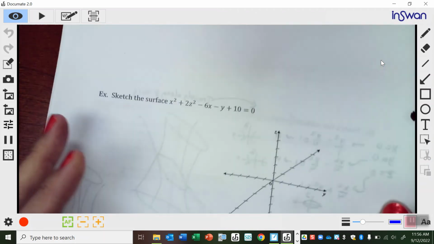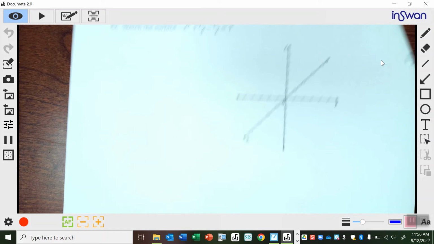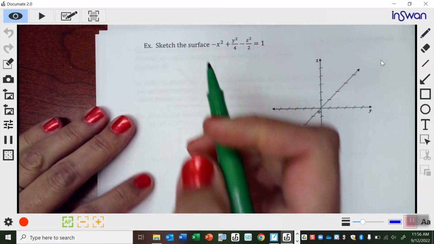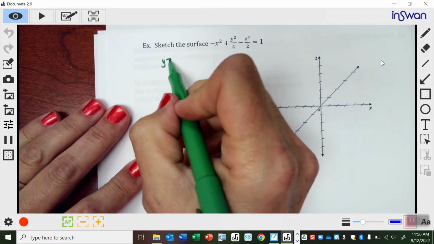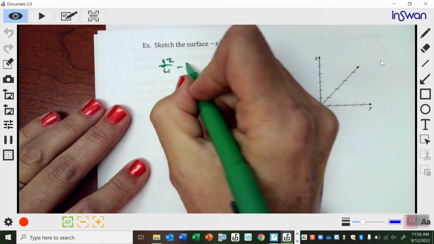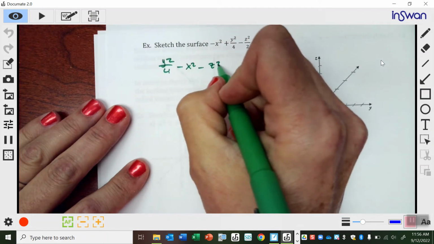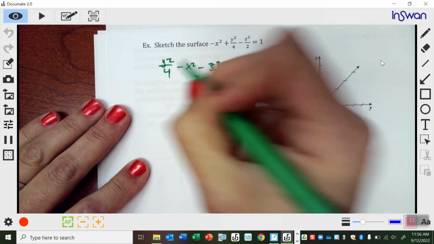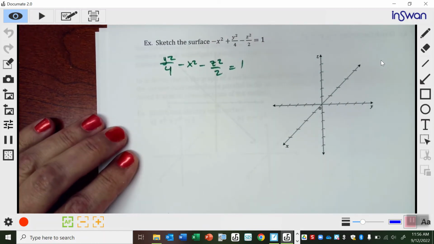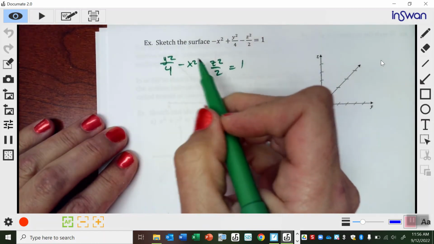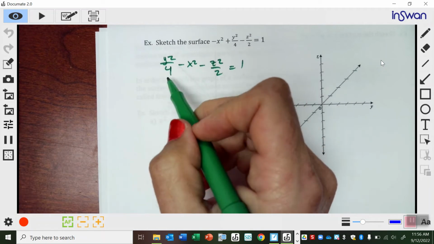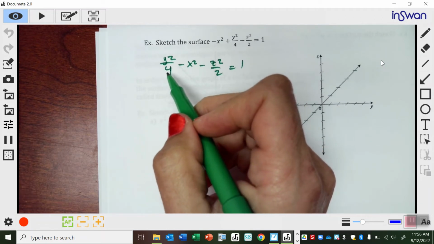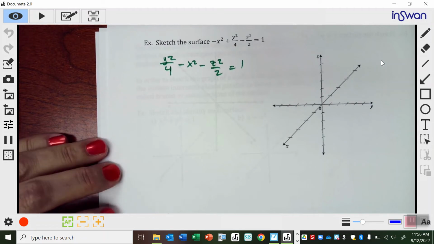Let's see here. If I rewrite this, I've got y squared over 4 minus x squared minus z squared over 2 equals 1. I wanted to do that so I could see who's the oddball. These are both negative and that guy is positive, so he's actually the oddball. So something about the y-axis is going to go on here.